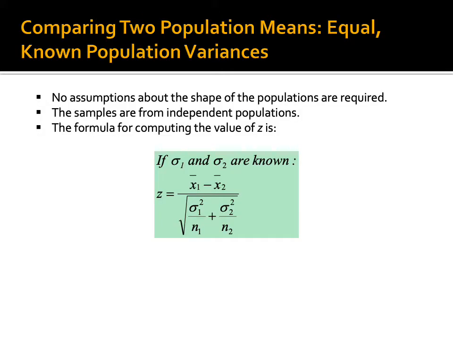When you're comparing 2 population means, assuming equal and known population variances, we don't have to make any assumptions about the shape of the population. The samples are from independent populations, that is a key. So we need to make sure that the 2 samples are coming from different populations. And this will be the new equation. Notice it's going to be very similar to the equation we've seen before, except here you're actually just comparing the difference between sample 1 and sample 2. Okay, let's just start by looking at an example.